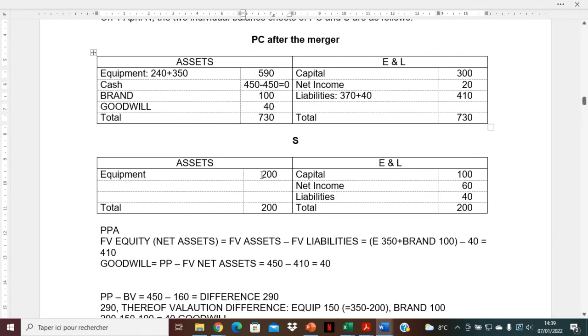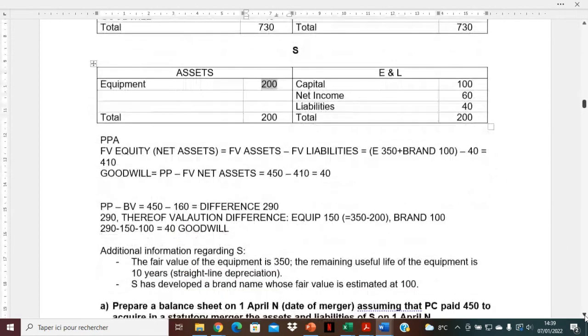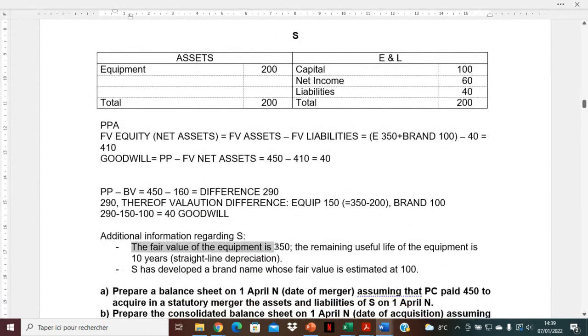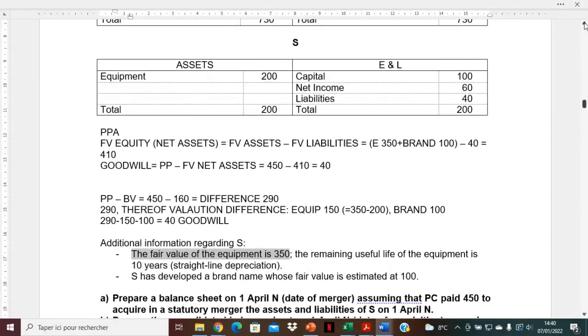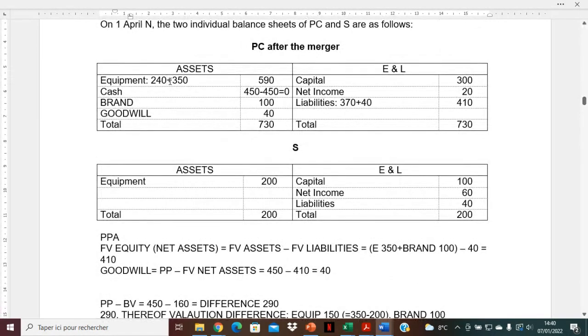Well, because the book value of S is 200, but the additional information tells us that the fair value of this equipment is 350. So for the consolidated accounting, or for the accounting of the merger, the fair value is relevant. And that means I buy this equipment for 350. I do not buy it for 200. And since I buy the equipment for 350, I need to account for 350, and not 200. That's the important thing. Only the fair values are relevant, not the book values of S. I don't care. S is the selling entity. It doesn't matter.